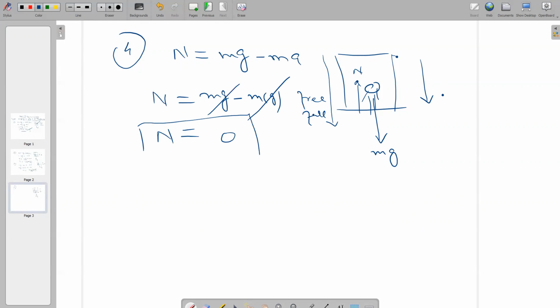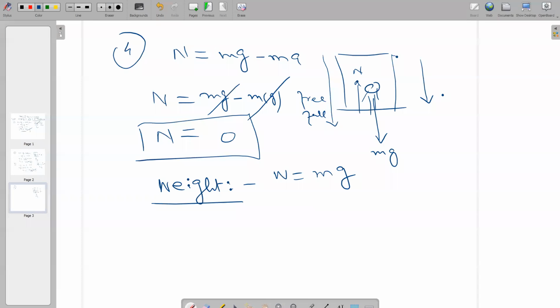So N is equal to 0 mean what? No, this is the question. Now we can define weight. Weight, normally you are defining that W is equal to mg, or you can say weight is a force with which the earth attracts a body towards its center. But from this definition, we cannot understand the concept of this one.